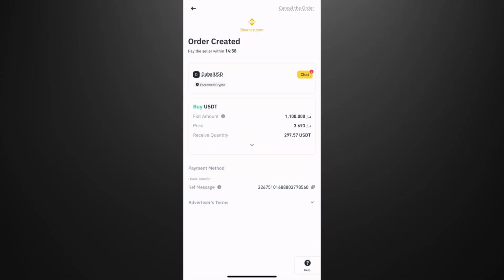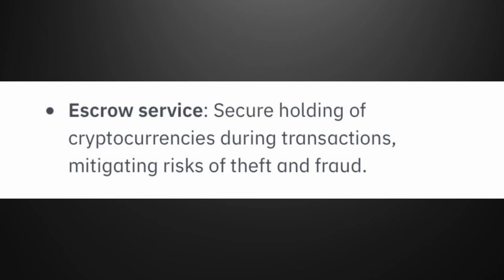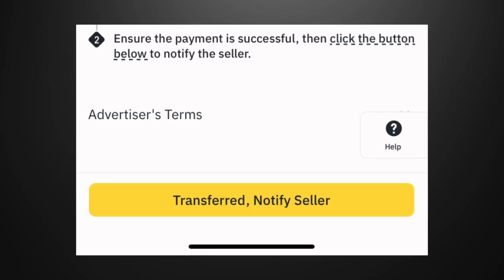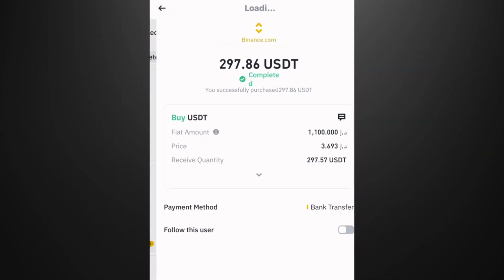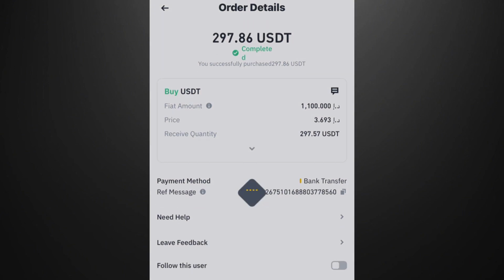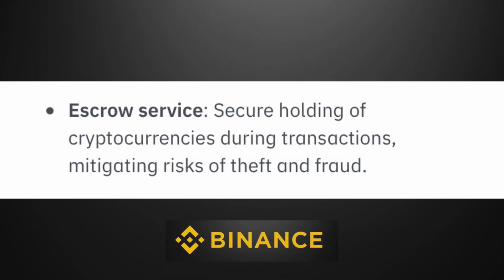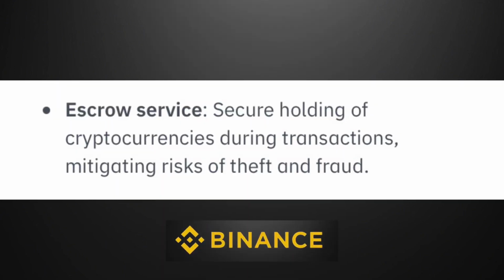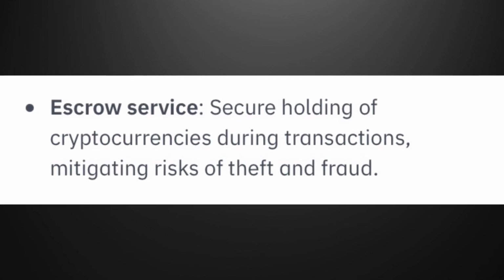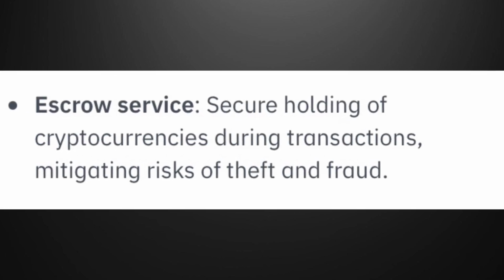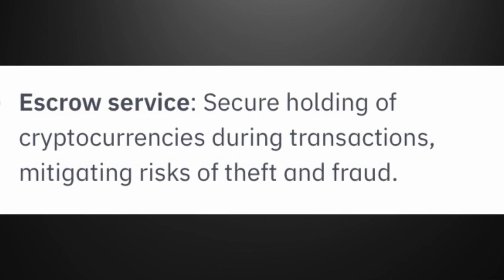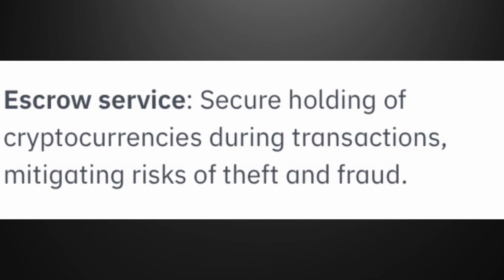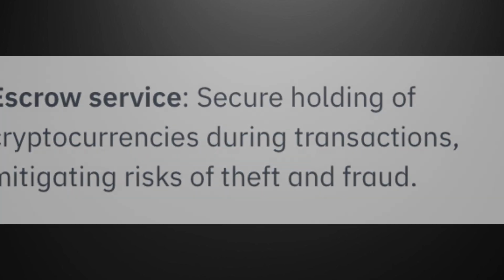Some of the important things you need to keep in mind is that once you place the order with any seller, their crypto or USDT will be locked by Binance. So by clicking the notify seller button, you notify Binance as well that you have completed your payment. So if the seller doesn't release your crypto and doesn't make an appeal in less than 15 minutes, the crypto will be released into your account.